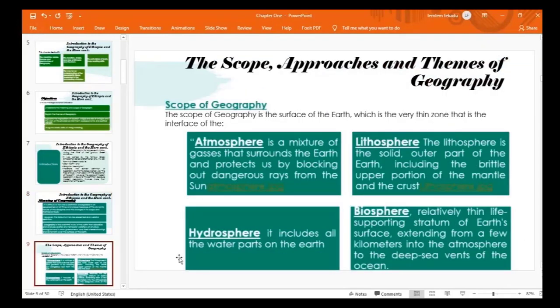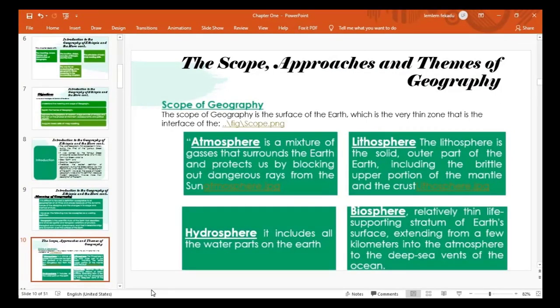Now we'll pass to the scope of geography. The scope or the focus of geography is the extent of interest or the capacity and the limits that the subject treats. In this regard, geography is said to have a greater scope than location. It treats a wider range of phenomena on the planet Earth.